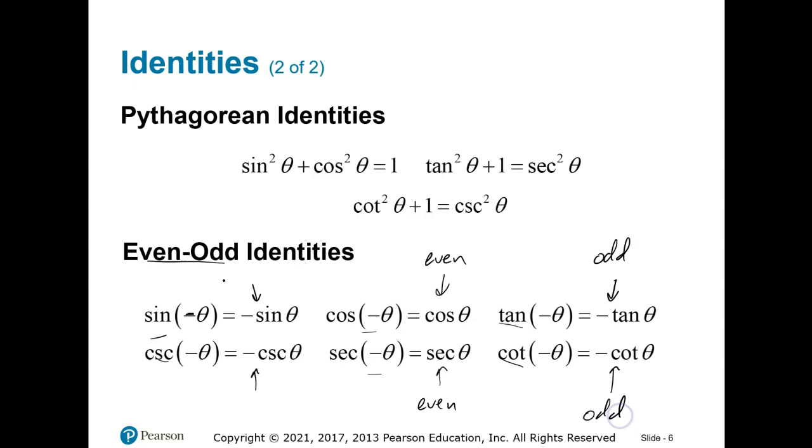I'm not 100% sure why our publisher decided to separate the odds from the evens by wedging the evens right here in the middle.